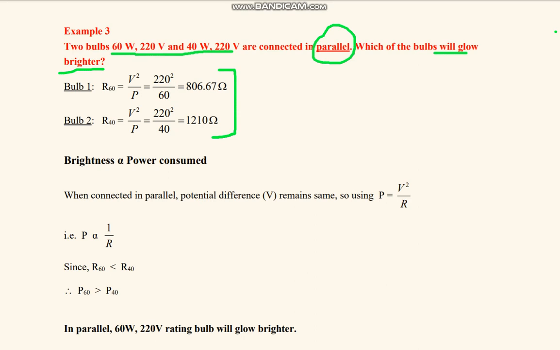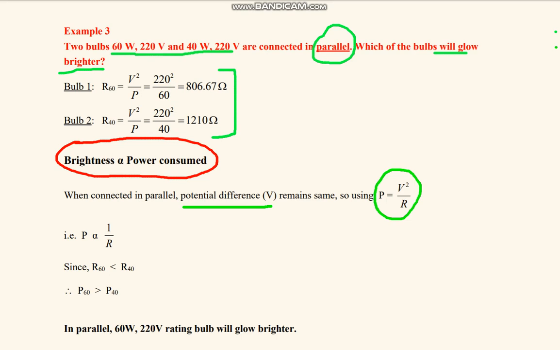Now, again using the thumb rule that brightness is proportional to power consumed, we will find the power consumed by each bulb when they are connected in parallel. In a parallel connection, we use the formula for power as P is equal to V square by R, since in a parallel connection the potential difference or voltage remains constant. From this formula, you can see that since V is constant, power will be inversely proportional to R. That is, lesser the resistance, more is the power consumed.